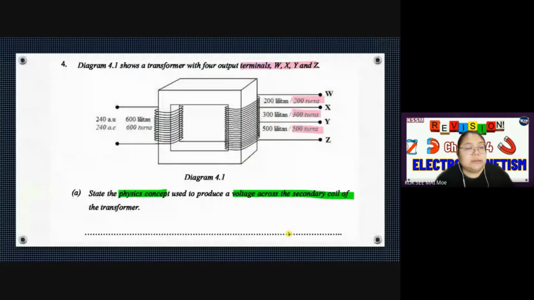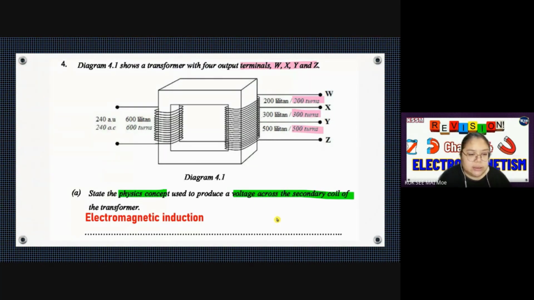Okay, we go to number 4. State the physics concept they use to produce the voltage. So this one question, don't know how many times they asked already. So the electromagnetic induction. Okay, when they just ask about the transformer.